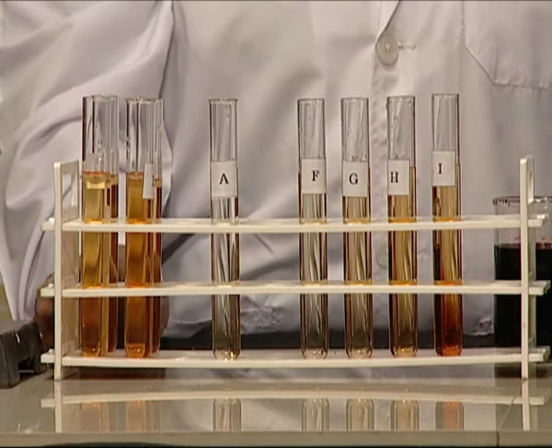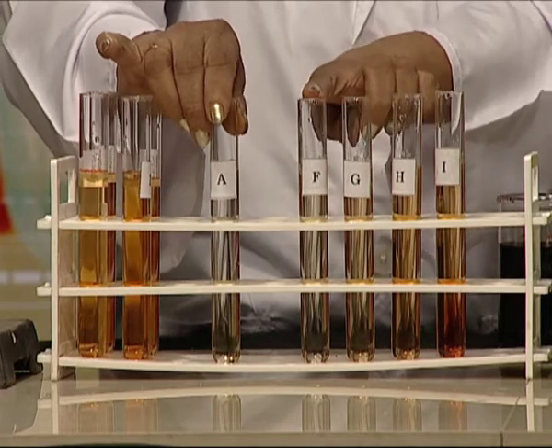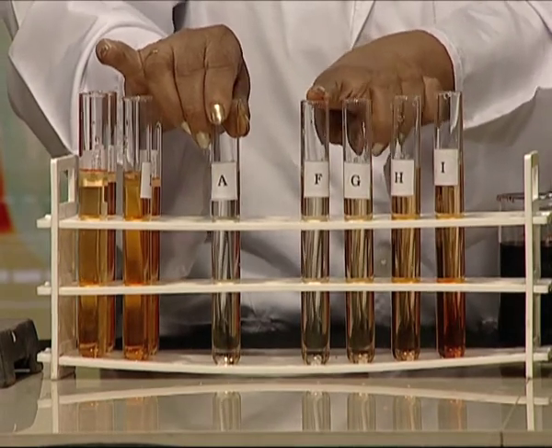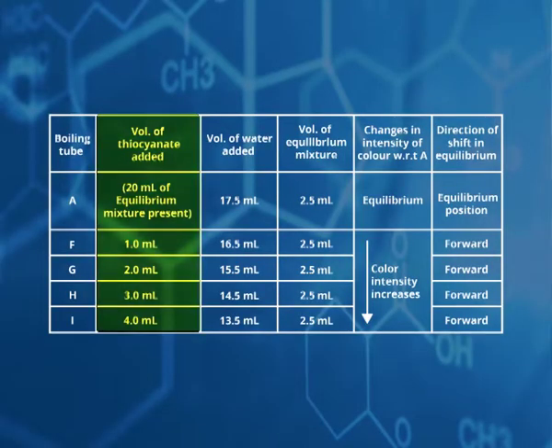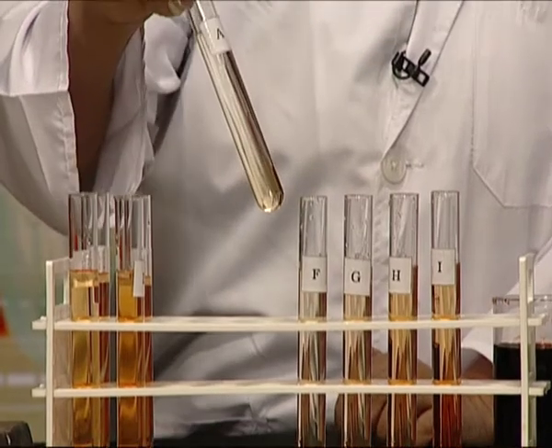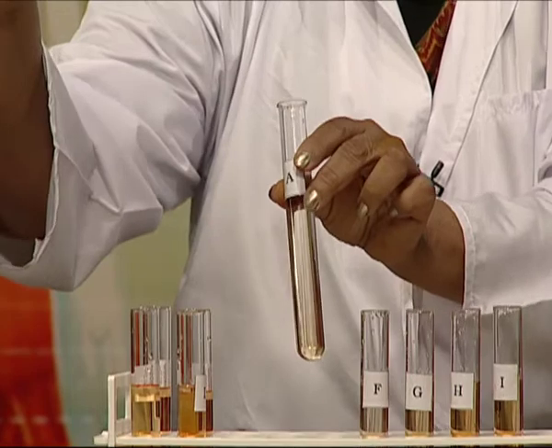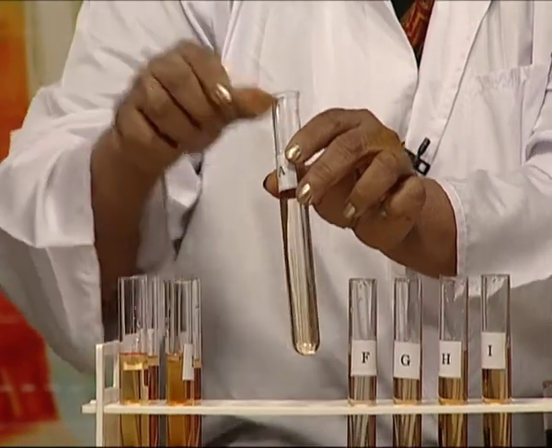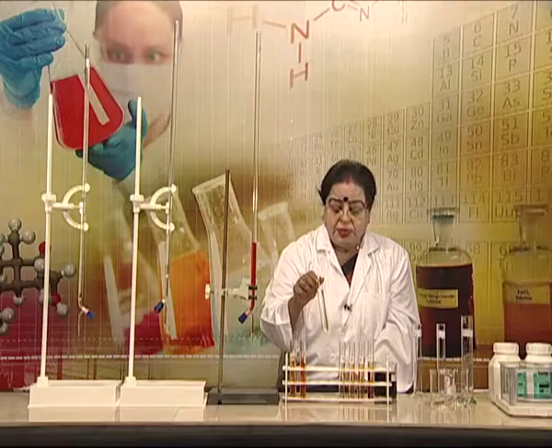and now what I have to do is compare the colors which have been obtained by adding varied amounts of potassium thiocyanate solutions to these test tubes, 1 ml, 2 ml, 3 ml and 4 ml, while the amount of equilibrium mixture was kept constant in all the 4, that was 2.5 ml. And here also in test tube A, I have 2.5 ml of this equilibrium mixture, which I had already done in the previous part, and added 17.5 ml of water. So, contents are again 20 ml.